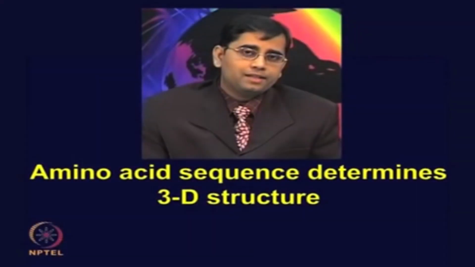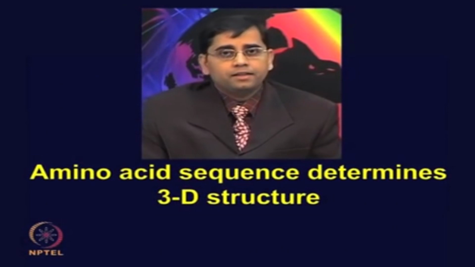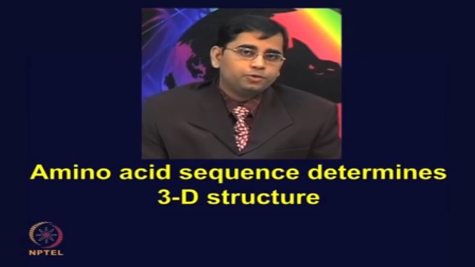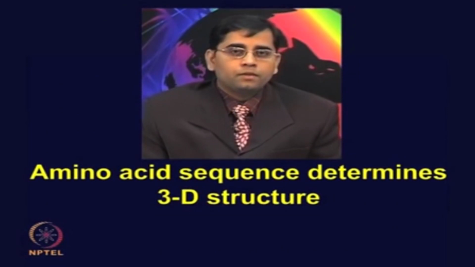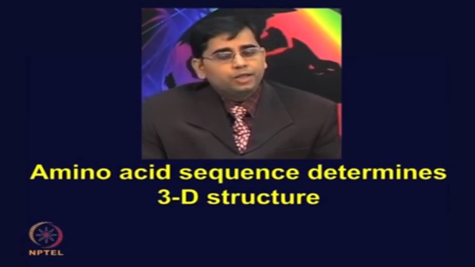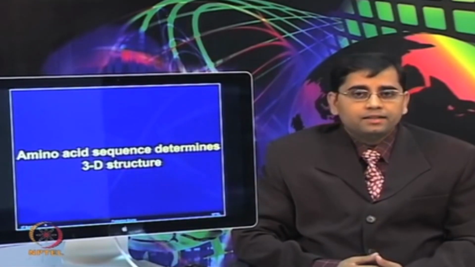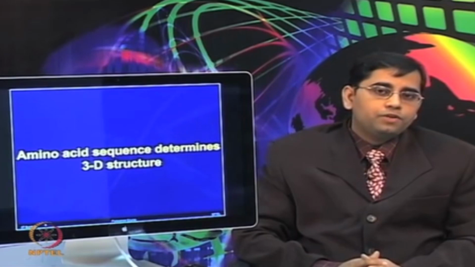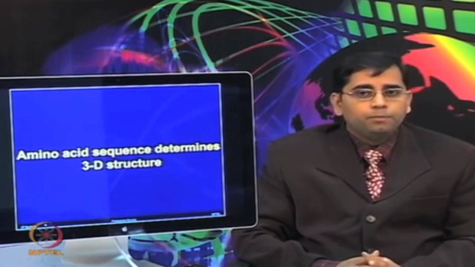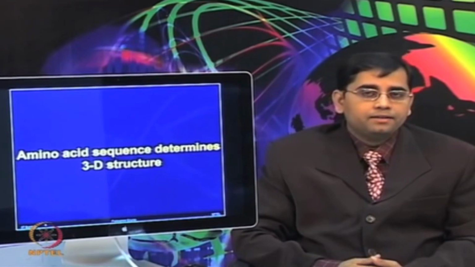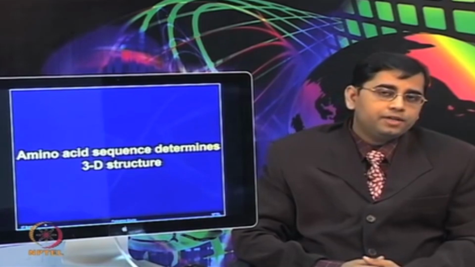The amino acid sequence determines the three-dimensional structure of proteins. So, there is a very intricate sequence-structure relationship. The amino acid sequence dictates the conformations which are adopted by the polypeptide chains at secondary and tertiary levels.